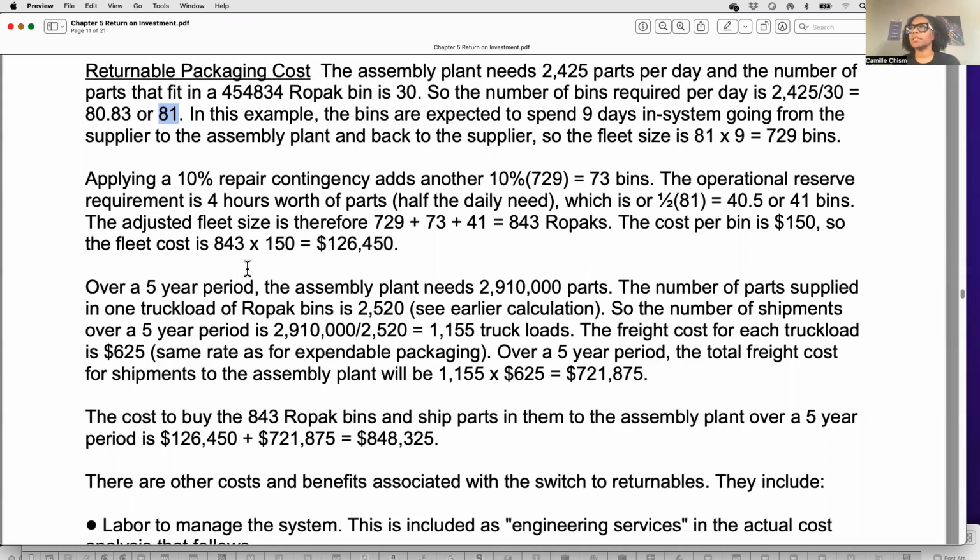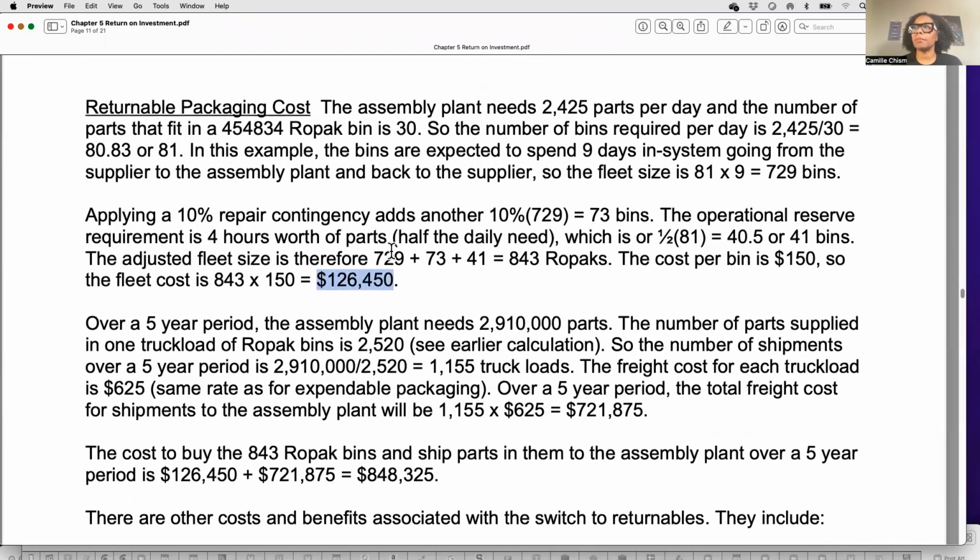It's in there. So you're going to take the cost per bin, which is 150, which we talked about before, and you're going to multiply that by the number of roll packs you need, because you need 843 bins. So what is the cost to purchase those 843 bins? We know that each one's $150. So the cost to buy 843 of them, you're now spending $126,450. Okay. So let's go back and look at the expendable.